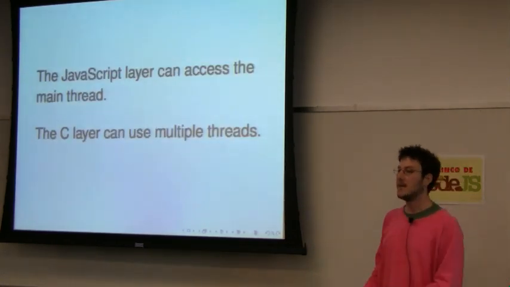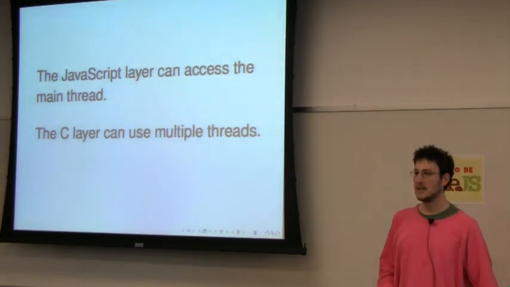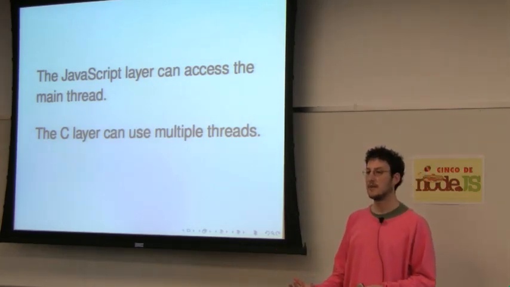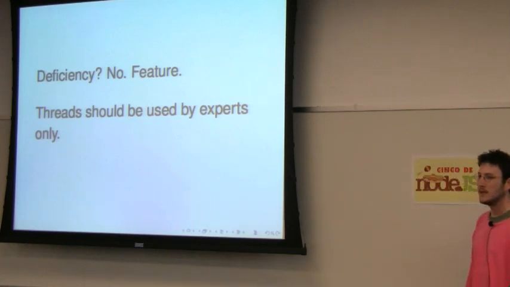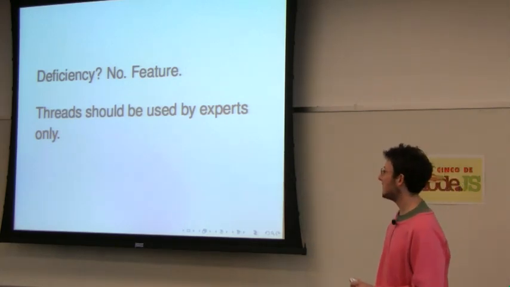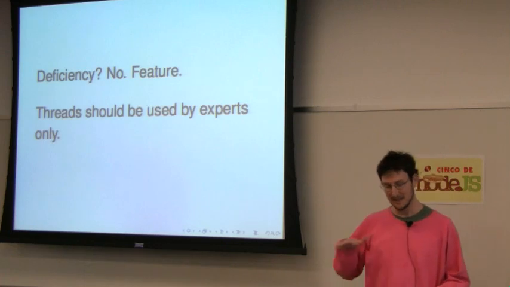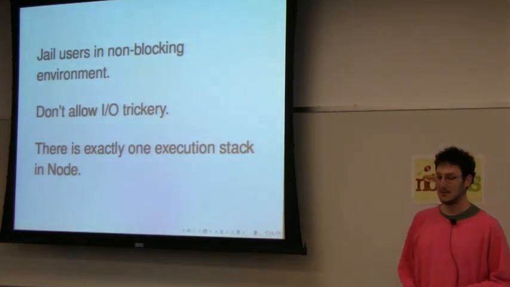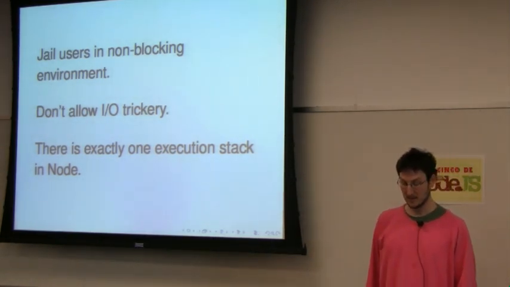So the JavaScript layer is just the main thread. You are in one execution stack. But at the C layer, you can use multiple threads. For example, if you wanted to write a gzip library and fork it out to five threads, you can do that and write a little Node module for that. But it has to be in C. Is this a deficiency? No, it's a feature, because threads should only be used by experts. And I don't think people really believe that. Maybe they believe it, but then they say, oh, I'm an expert. No, you write it in C. That's a good boundary. Jail users in a non-blocking environment, and don't allow I/O trickery like coroutines. There's only one execution stack.